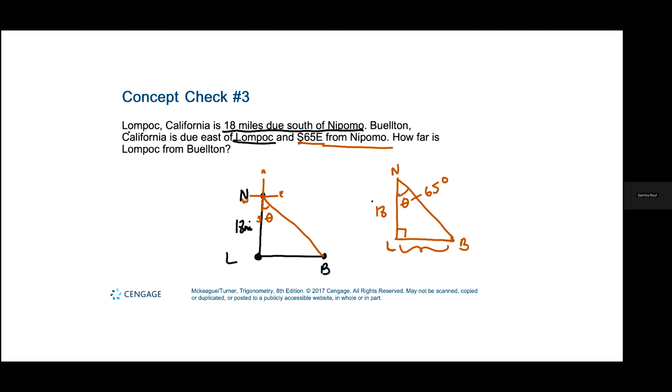Okay, well, for this angle, this is the opposite side. Call this X. It's the opposite side, and then this is the adjacent side. So again, we will have tangent of 65 equal to X over 18. If I want X, multiply 18 on both sides, you get 18 times tangent of 65. Now I can put this in the calculator and I get 38.6 miles. So that's the distance between those two cities.